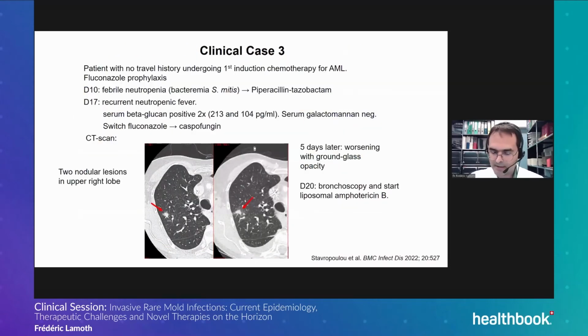And I show you here this last case of the presentations. This was again a patient with acute myeloid leukemia during his first induction chemotherapy, not receiving posaconazole prophylaxis, but fluconazole prophylaxis. And this patient had a recurrent neutropenic fever and a positive beta-glucan, which motivated a switch from fluconazole to caspofungin, mainly for a suspicion of invasive candidiasis. But on the CT scan, again, we saw two nodular lesions with some halo signs, so very suggestive of aspergillosis.